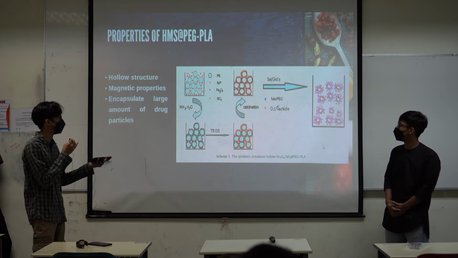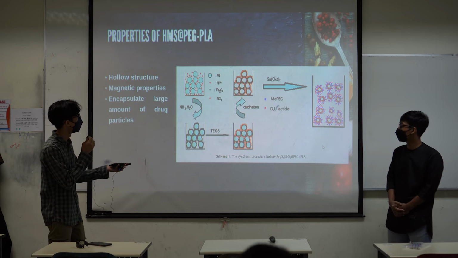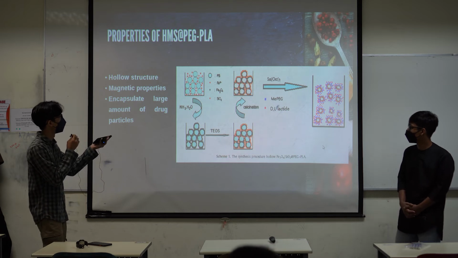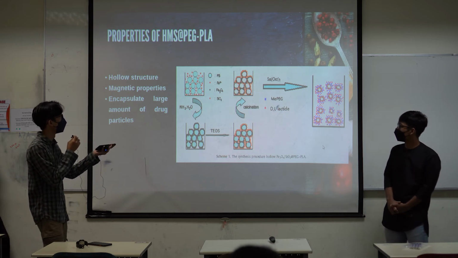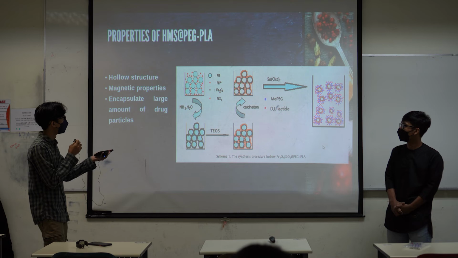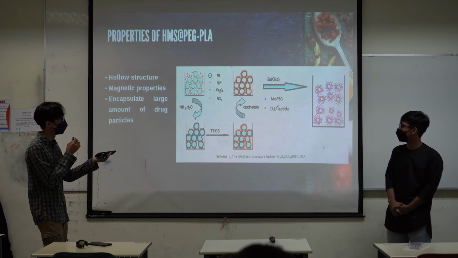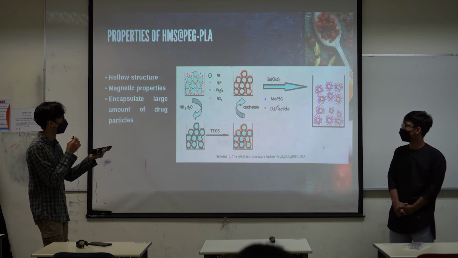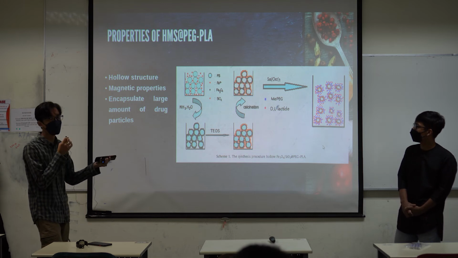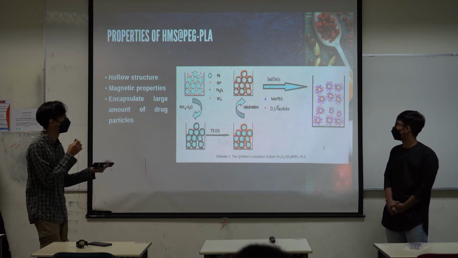So this is the synthesis procedure of the hollow microspheres, where monodisperse polystyrene is added with iron oxide, and then added with tetraethyl orthosilicate, I think. And then after calcination, we can get the nanoparticles itself.